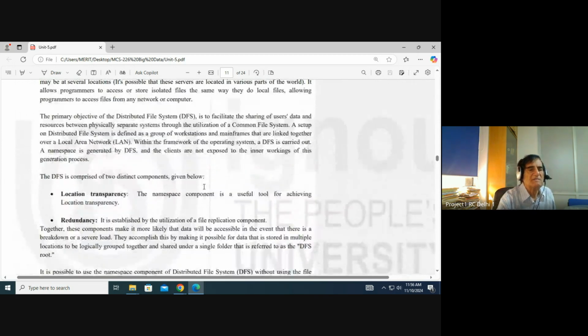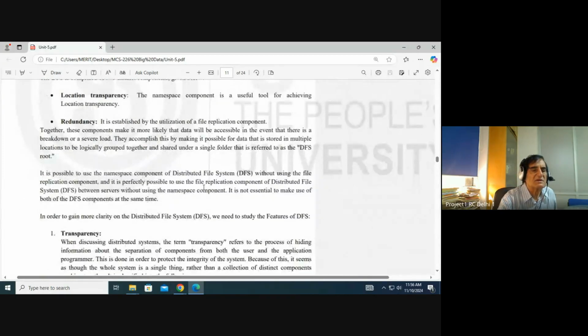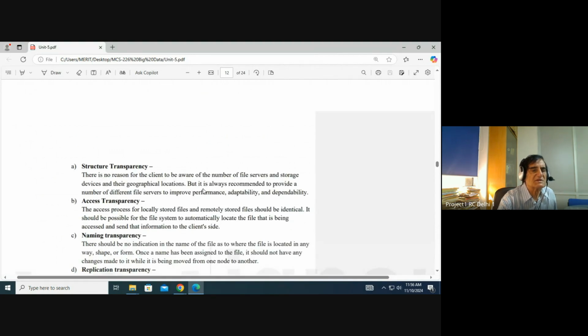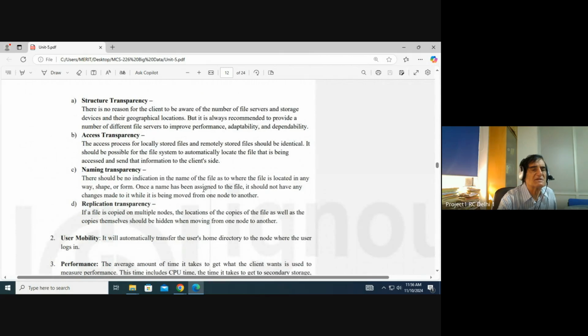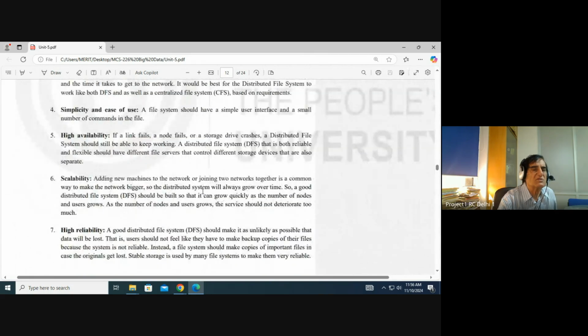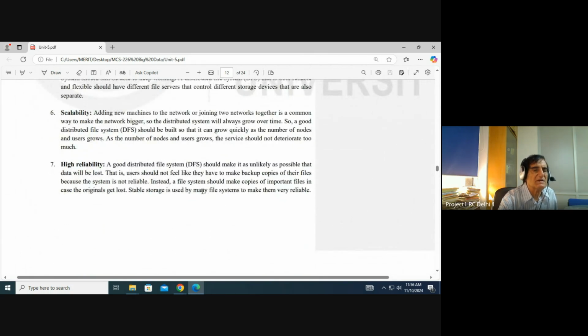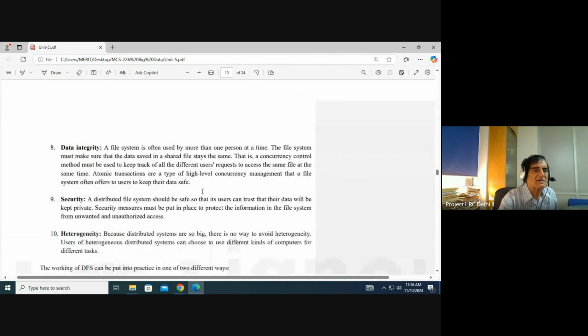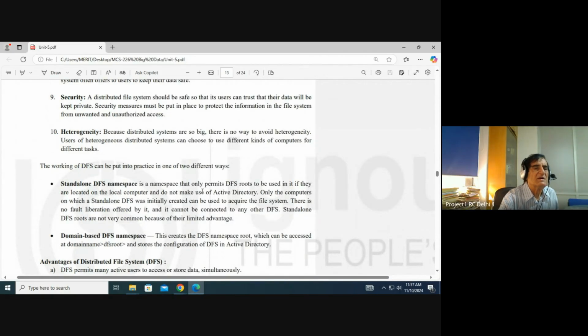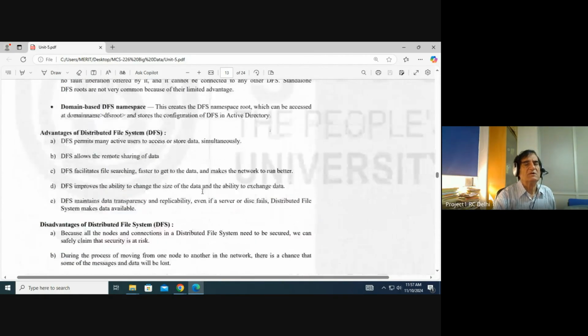For the distributed file system, you can read location independent transparency, structured transparency, name transparency, replica transparency, user mobility, performance, and all these things you can just go through. A simple thing you can understand is data integrity, security. These are the 10 points, including heterogeneity, which you should be able to study.